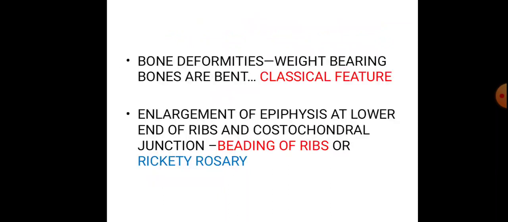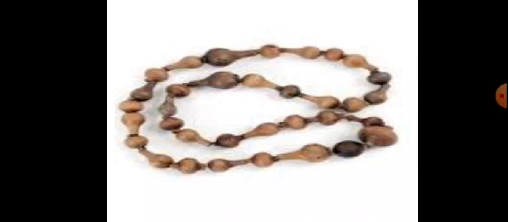The bone deformities mainly affect the weight bearing bones, and these weight bearing bones will bend, and this is the classical feature we saw in that picture. And the enlargement of epiphysis at the lower end of the ribs and costochondral junction occurs, and this is known as beading of the ribs or rickety rosary. That is, there will be enlargement of epiphysis at the lower end of the ribs and costochondral junction. Okay, so at the lower end of the ribs there will be enlargement.